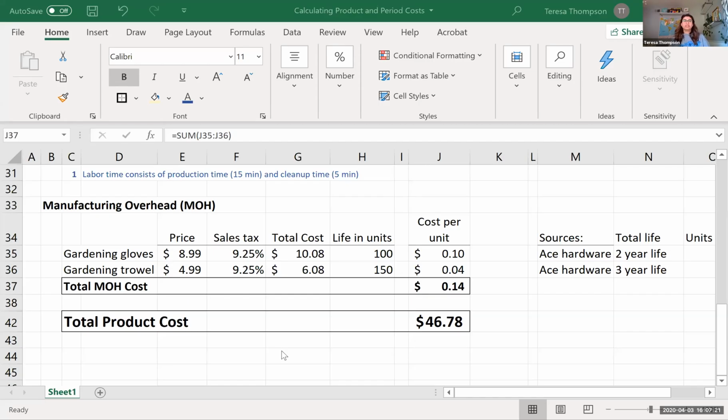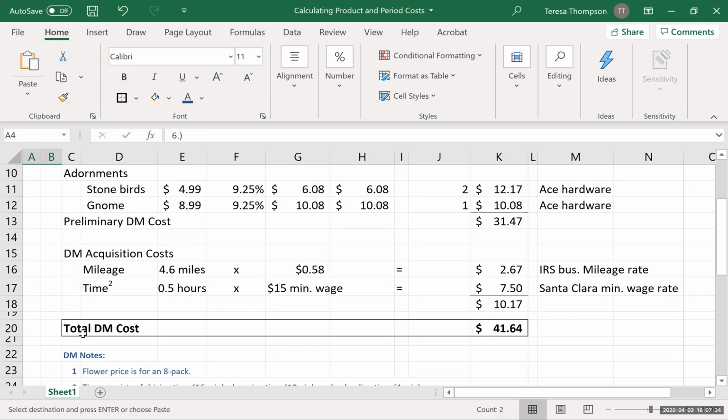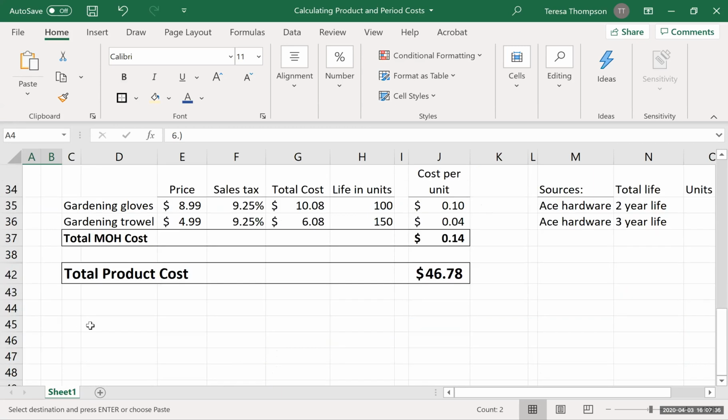Hello. Let's try doing our period cost calculations now. All right, so we finished our product cost in the last few videos and we're on to our period costs. So let's move on to period costs, which I think is requirement 7 of your project.